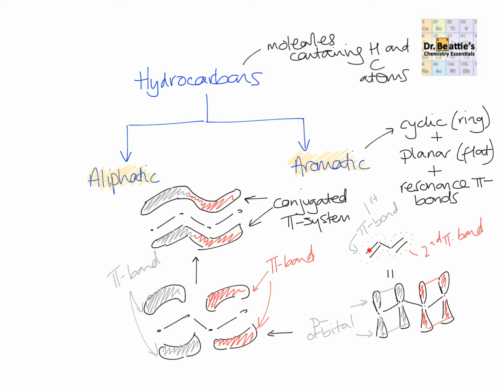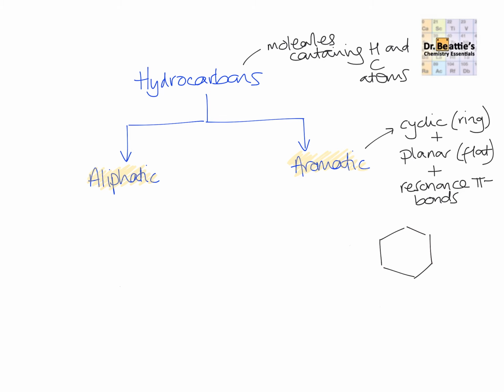So resonance pi bonds and conjugated pi system pretty much mean the same thing. It only happens when you have a double bond spaced by a single bond spaced by a double bond. Here you can see this is a straight chain, so it's not cyclic. So this isn't an example of an aromatic, it's just demonstrating resonance pi bonds. But if we take cyclic, planar, and resonance pi bonds all together, then we get benzene. Now, at A level, this is the only aromatic you're going to be looking at.